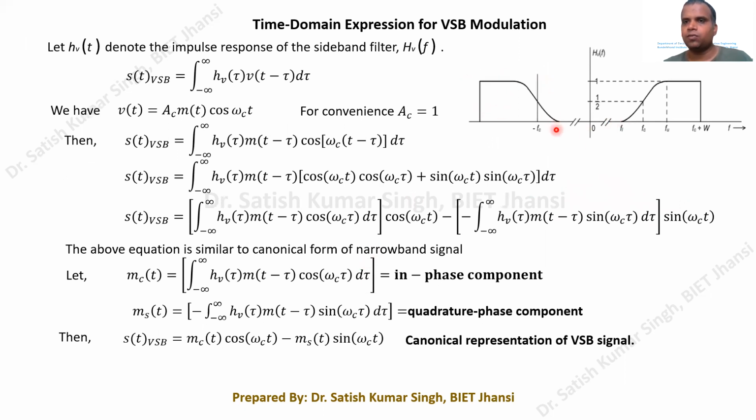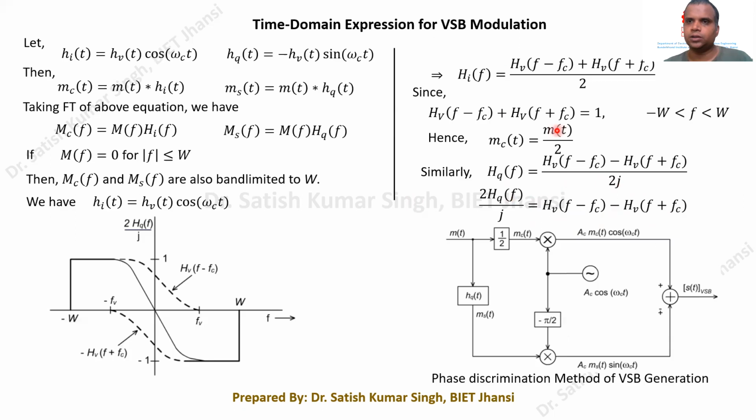If you take this form, we can calculate this particular difference. If you calculate this difference, in which H nu F plus FC and minus H nu F minus FC, then we are going to get this type of filter response, which we can verify easily. It is very easily verifiable. So we are going to get this type of frequency response.